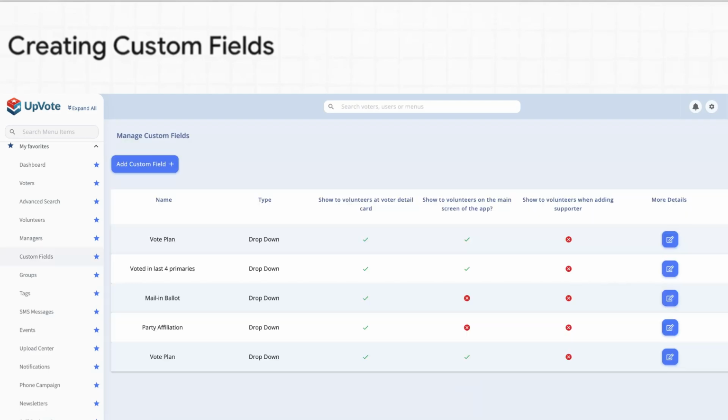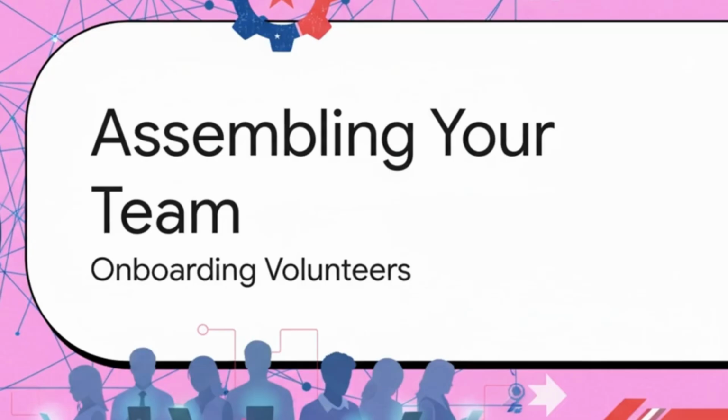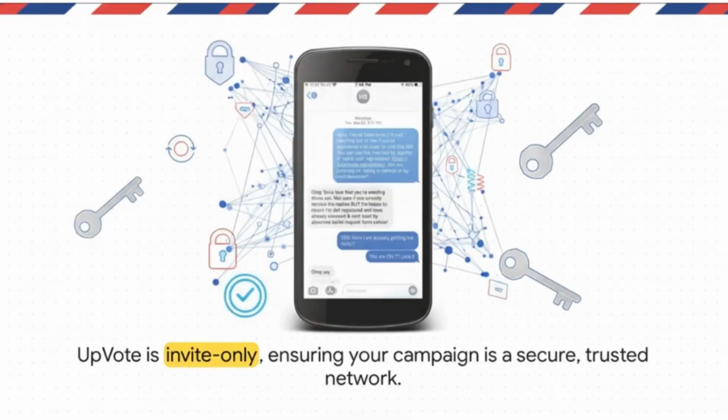All right, the people who make it all go. Let's talk about getting your volunteer team assembled and onboarded. Now, a really critical thing to understand about UpVote is that it is an invite-only system. This is not a public social media site. You are building a secure, private network of your most trusted supporters. Nobody gets in unless you or one of your managers lets them in. This keeps your program and your data safe.